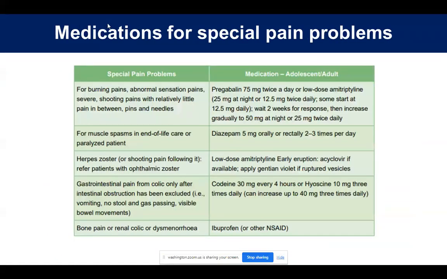Medication for special pain problems. Now, for burning pain, abnormal sensation pains, severe shooting pains, pins-and-needles type of pain, pregabalin and amitriptyline can be given.